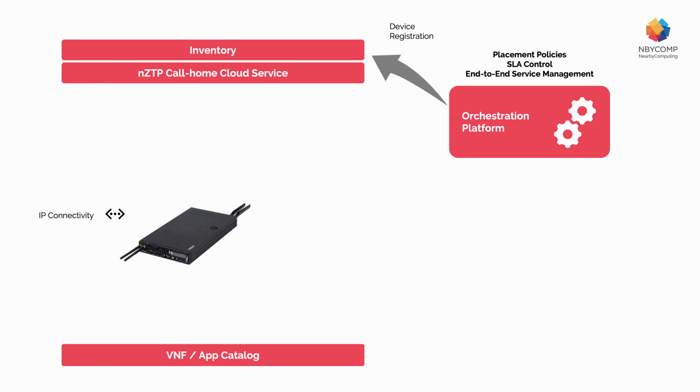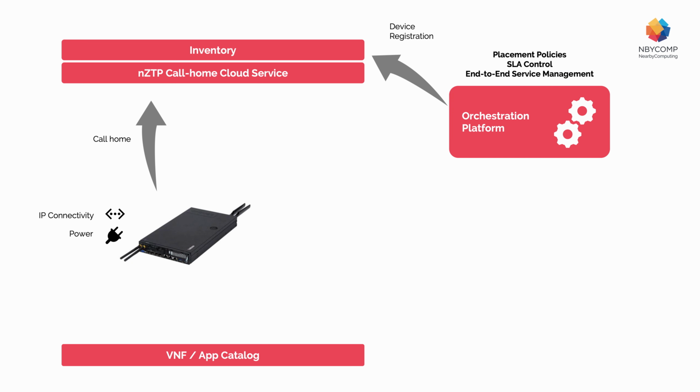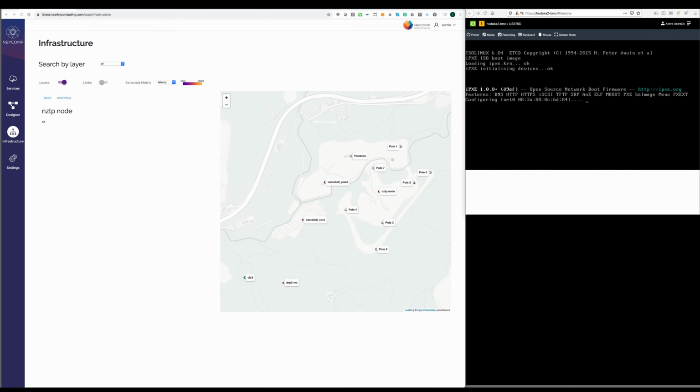The next step would be to provide over-the-top IP connectivity and power to the node. The nodes can be provided by the OEM with a pre-installed ROM image that can be used for booting the machine. That image contains all needed components to bootstrap the machine, performing the call home to the cloud service, obtain the right hardware configuration parameters, image of the operating system, and agents from the Nearby One solution. This process is completely transparent.